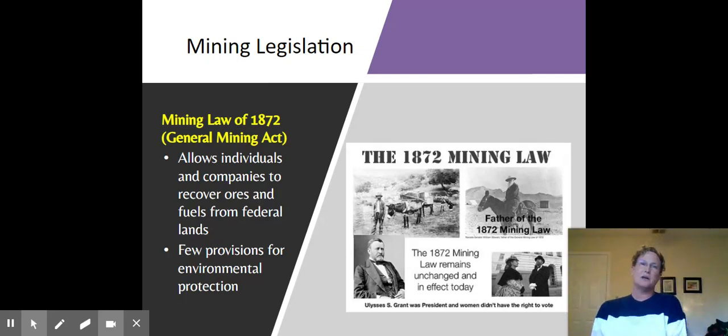One of our big laws is the Mining Law Act of 1872, which is the General Mining Act, and it allows individuals and companies to recover ores and fuels from federal lands, with few provisions for environmental protection.